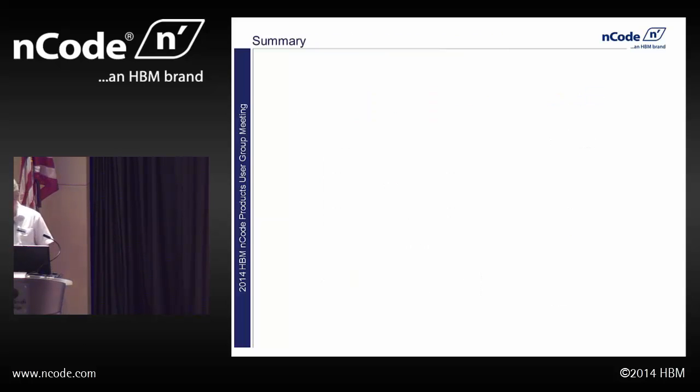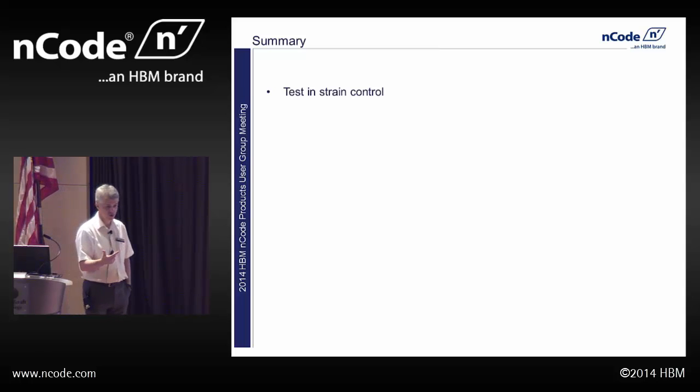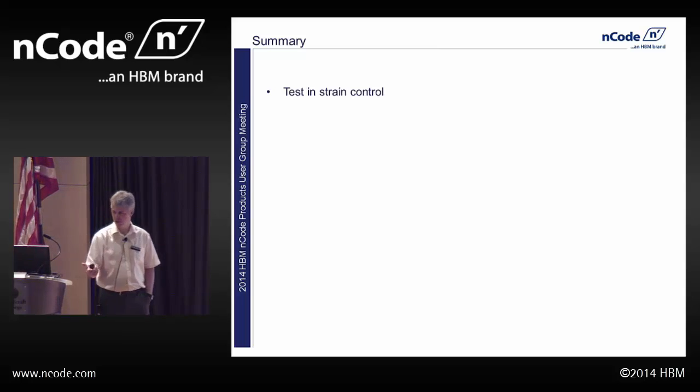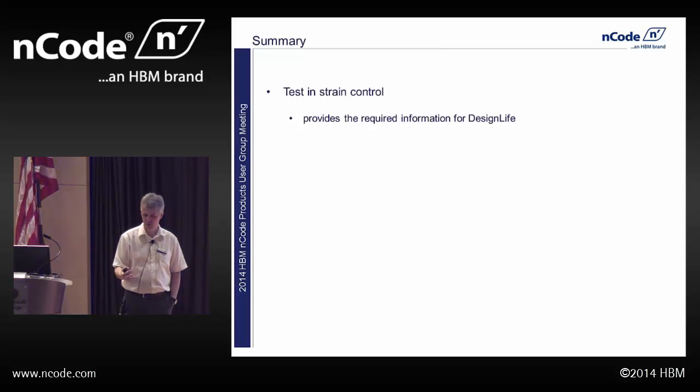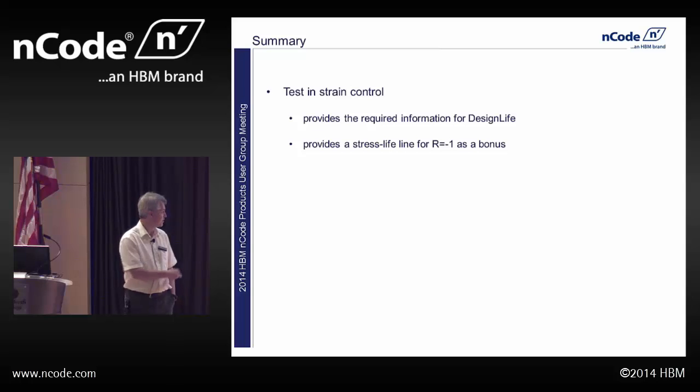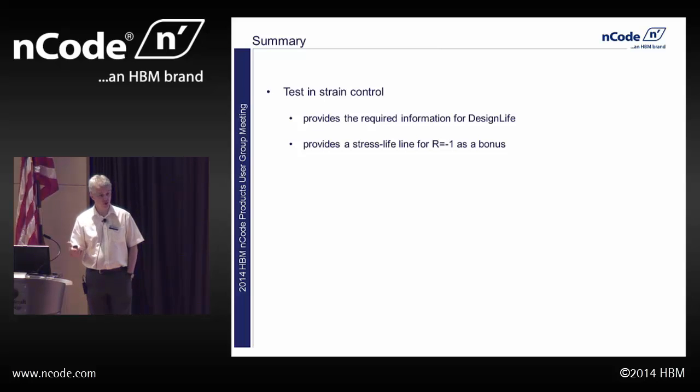So in terms of the data we generate in the database, testing with strain control gives us the best, most consistent results, and the strain-life data is what we tend to use for most of the analysis. So that provides the required information for design life and nCode GlyphWorks for doing your fatigue analysis. We also get a stress-life line at R equals -1 from that data, so you can generate the stress-life line as well, so you get that for free.